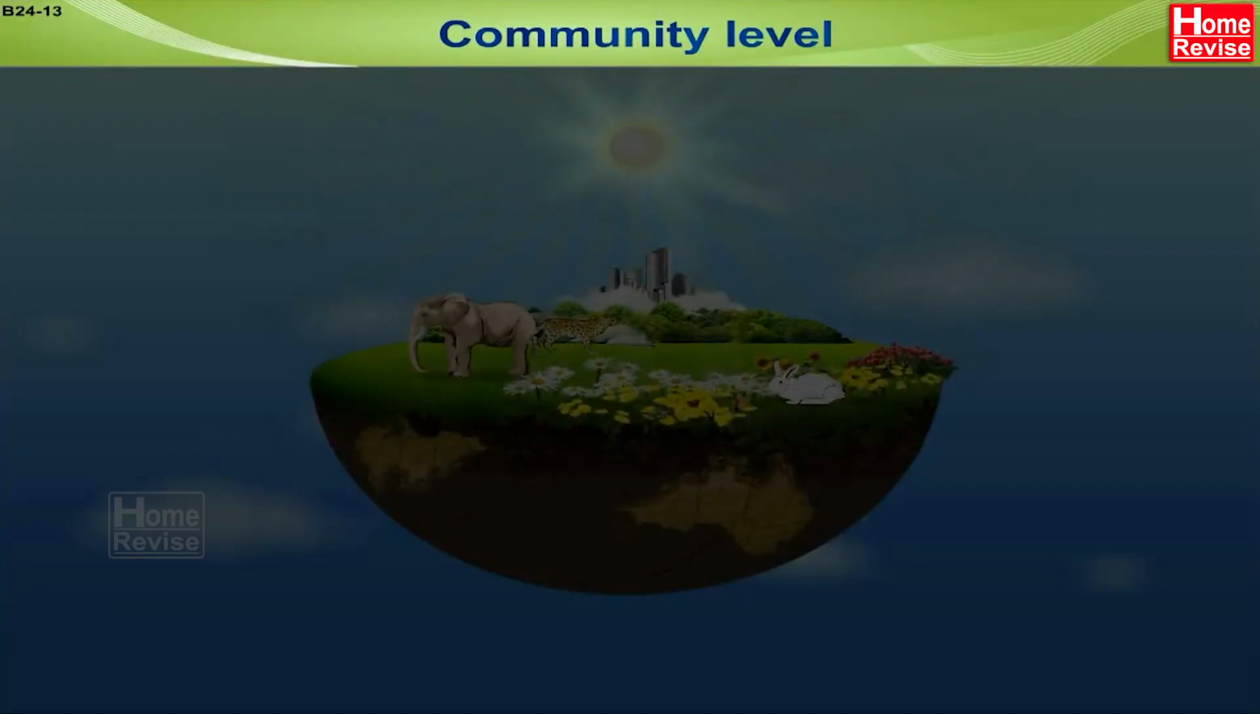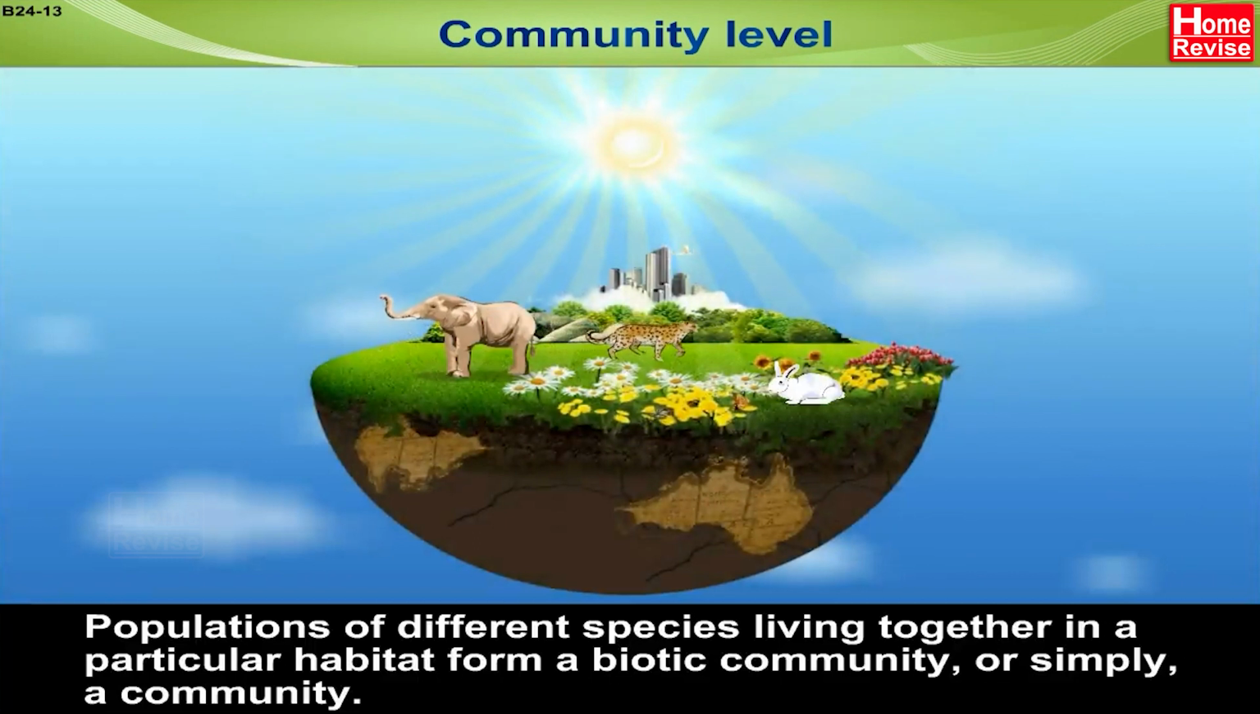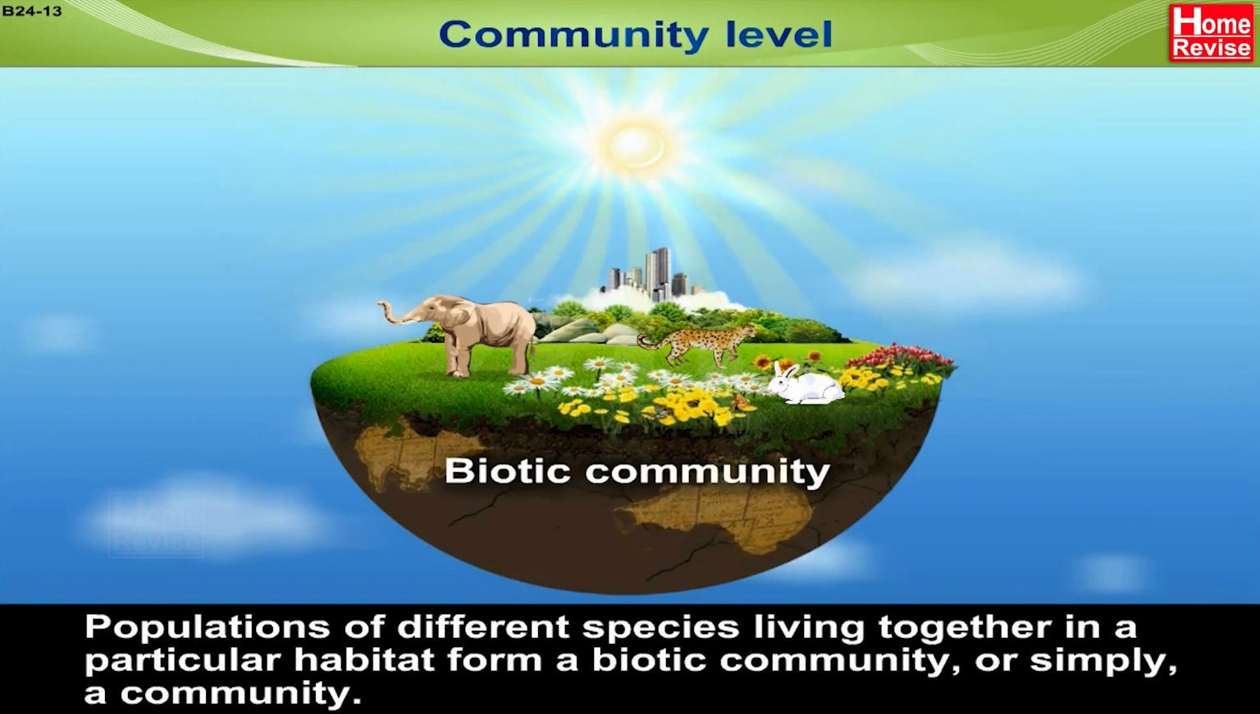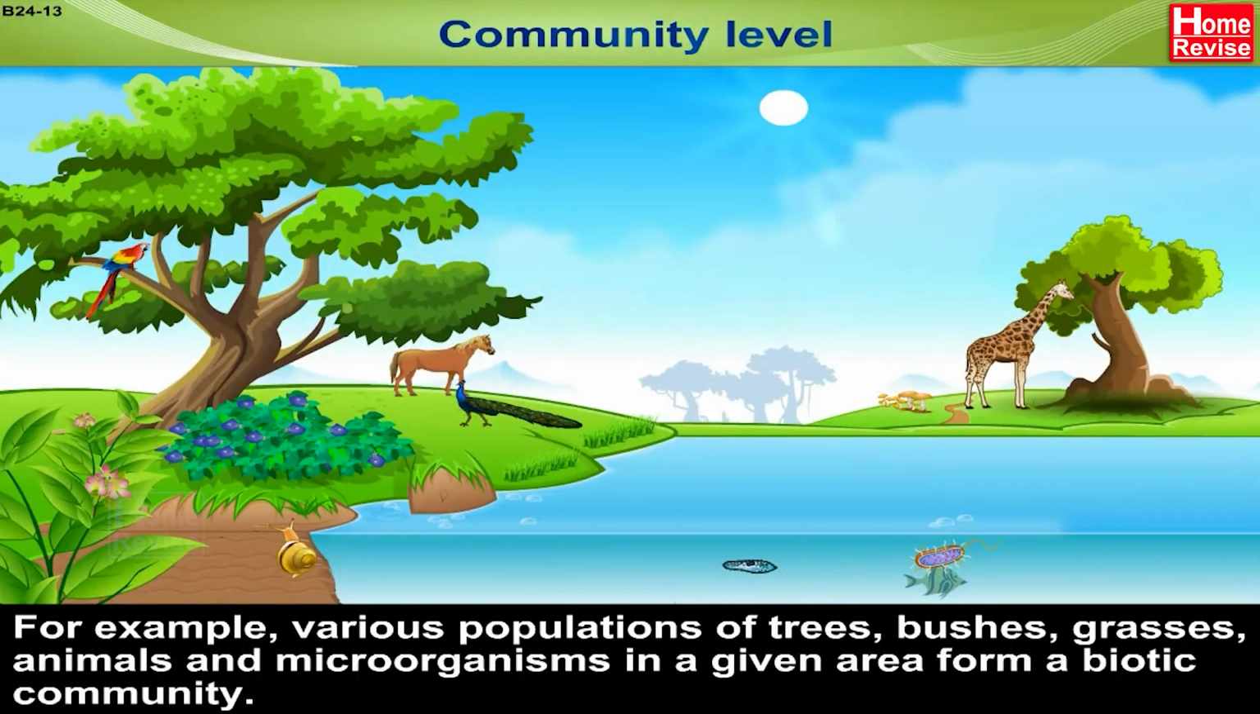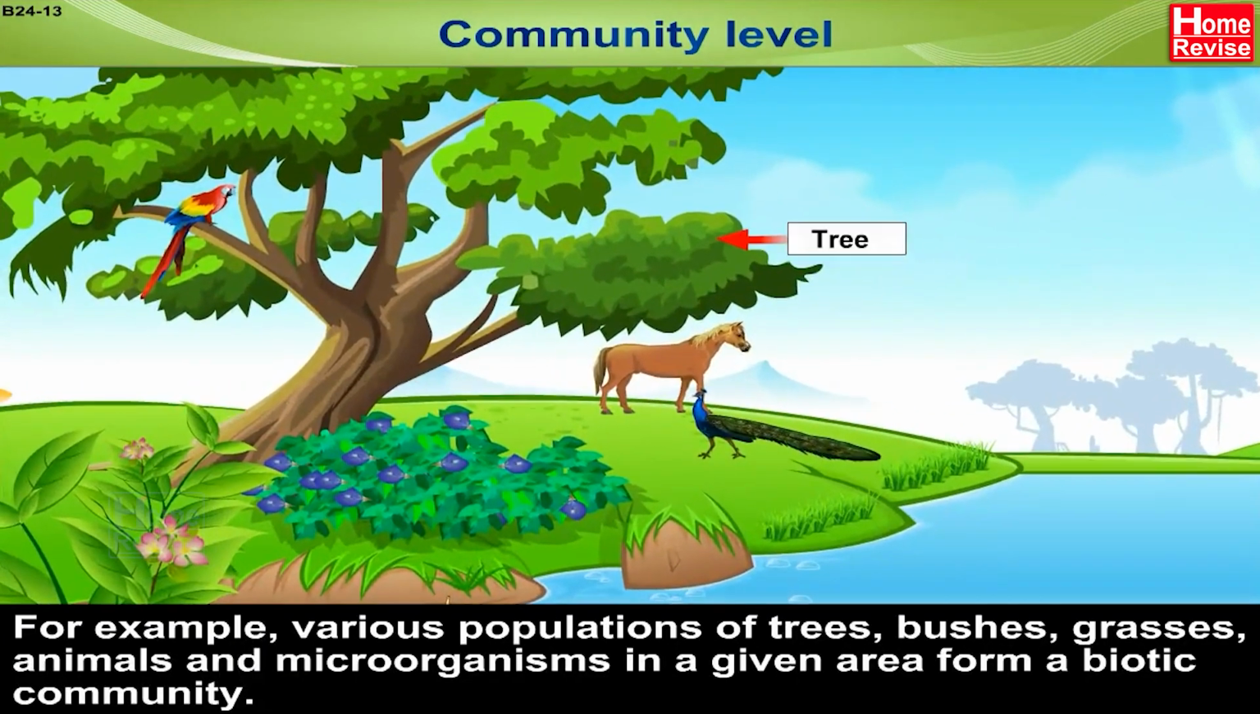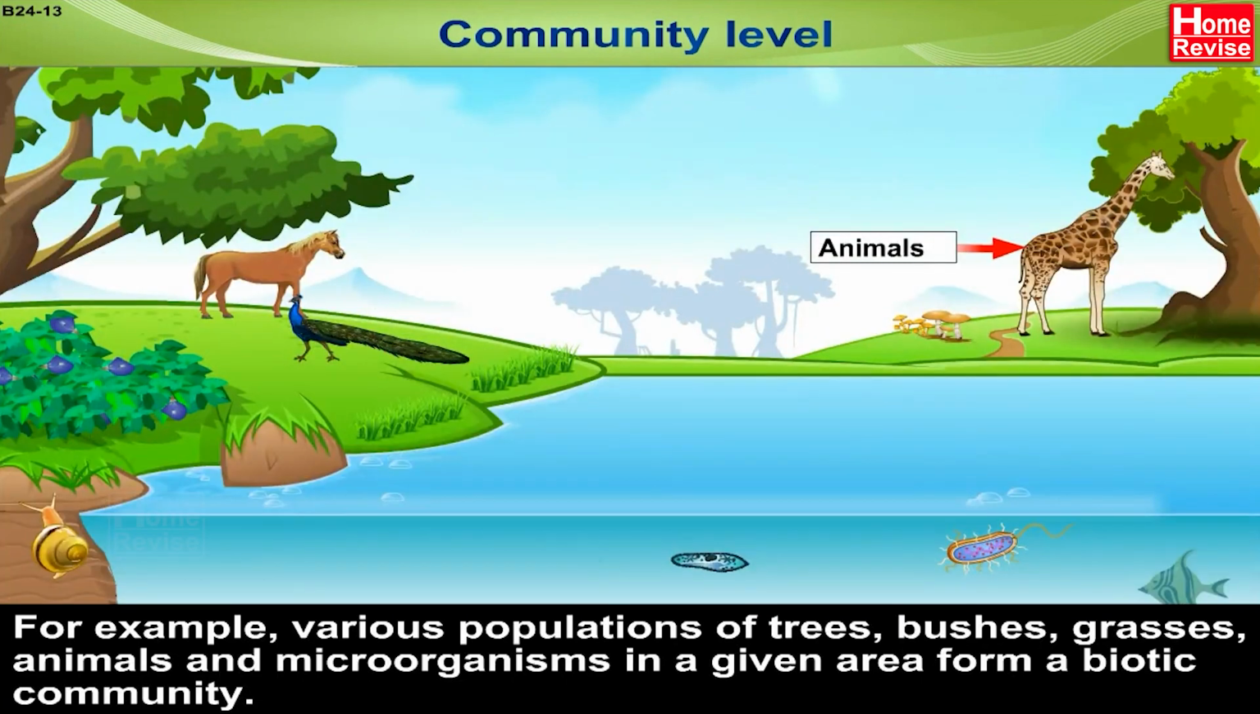Community level. Populations of different species living together in a particular habitat form a biotic community or simply a community. For example, various populations of trees, bushes, grasses, animals, and microorganisms in a given area form a biotic community.